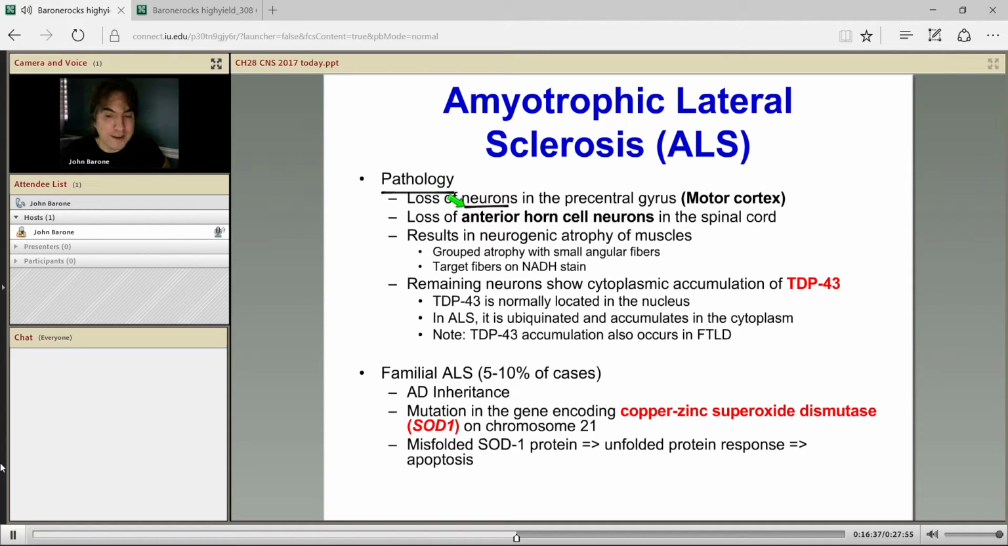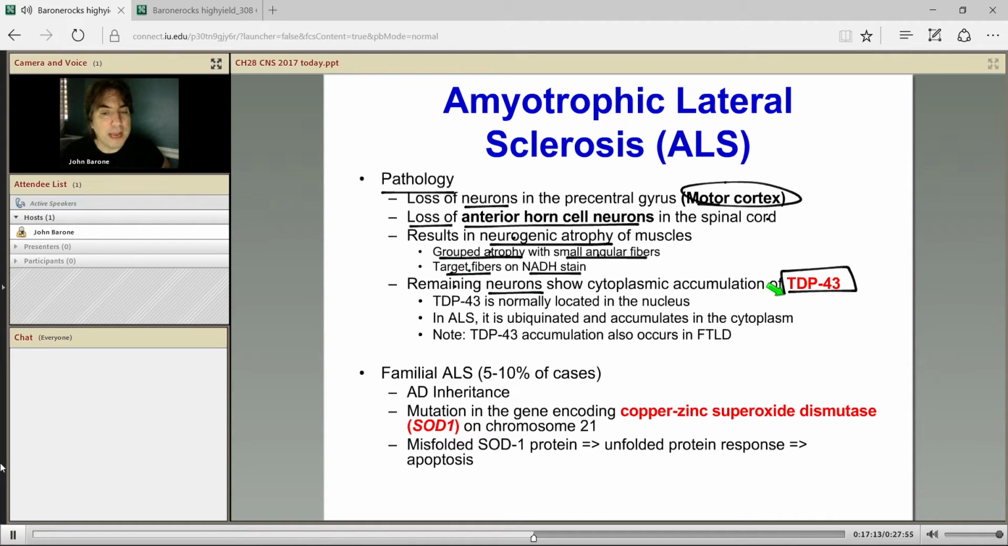All right, I think you got this. So let me just finish up by reminding you of what I just told you. Pathology is loss of the motor neurons in the motor cortex, that's the upper, and you're also going to get loss of the anterior horn cells, that's the lower motor neurons. So you're going to see neurogenic atrophy, denervation. When you get denervation, you tend to get grouping of fibers. They'll be small, angulated, and they tend to have fiber grouping. You can also see target fibers sometimes on an NADH stain, but again, kind of low yield.